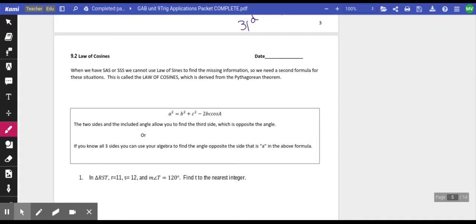When we have side-angle-side or side-side-side, we cannot use the law of sines. So to find the missing information, we can use the second formula for these situations. It's called the law of cosines, which is derived from the Pythagorean theorem.